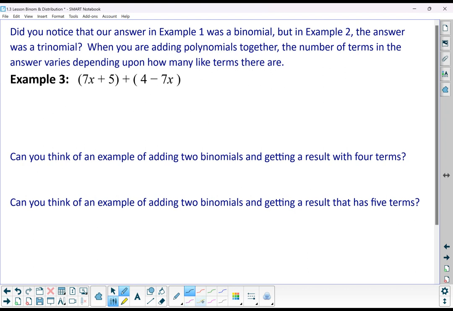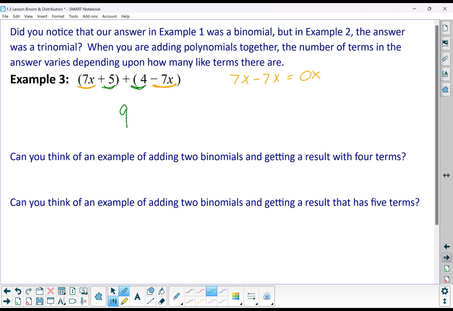So in this example 3, I do have a 7x that can combine with this negative 7x, but when I have a 7x and a negative 7x, they combine to give me 0x. And so I don't need to write that term in my answer because it's just 0. I also have a constant 5 that can combine with this constant of 4, and so I get 9 as my answer. So this is a monomial.